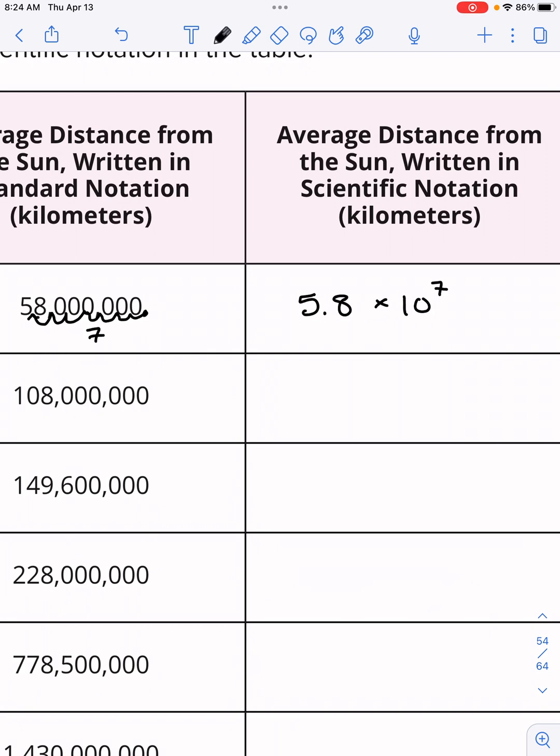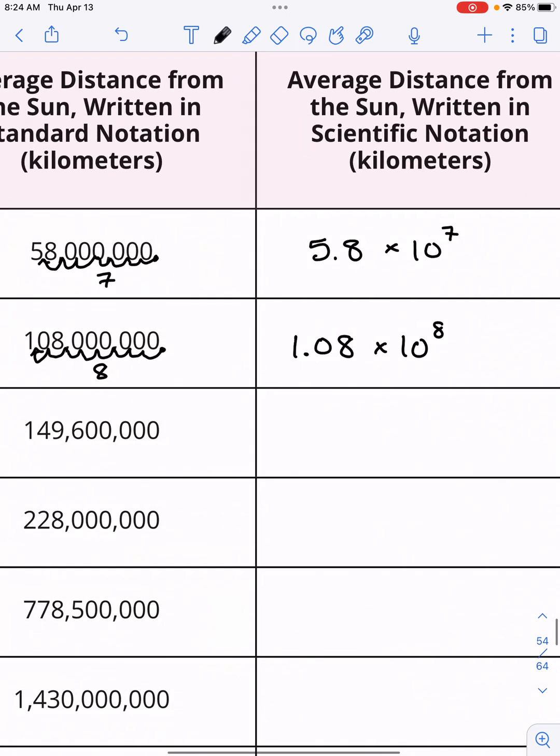Venus, this decimal's right here, but it's got to be 1 to the right of this 1. So we want to write 1, 2, 3, 4, 5, 6, 7, 8. We'll put this as 1.08. We don't typically write zeros unless they're between two non-zero numbers. It's between 1 and 8, so we do include that 0. Since we moved 8 this way, it'll be times 10 to the 8th power. These are positive exponents because these numbers are bigger than 1.